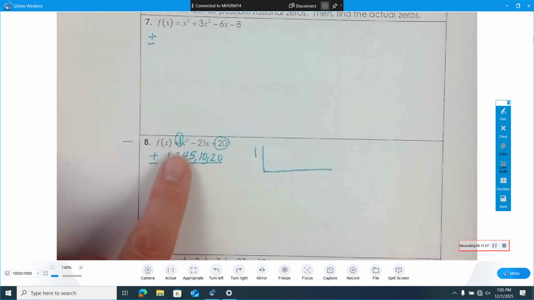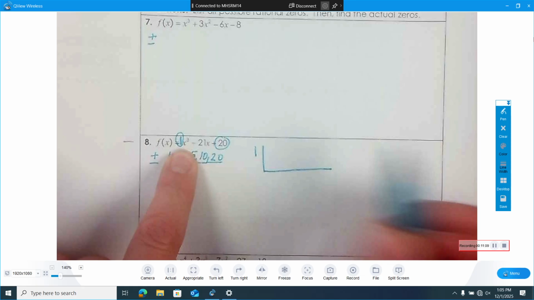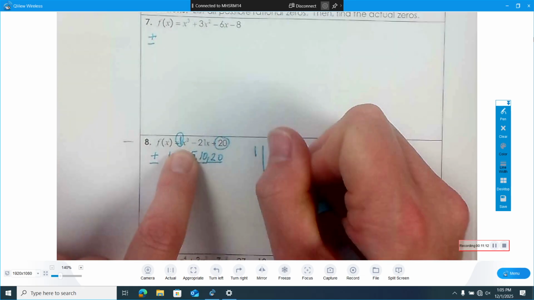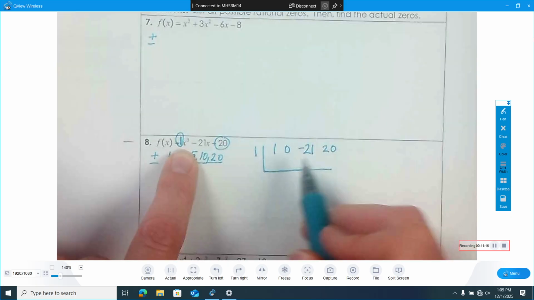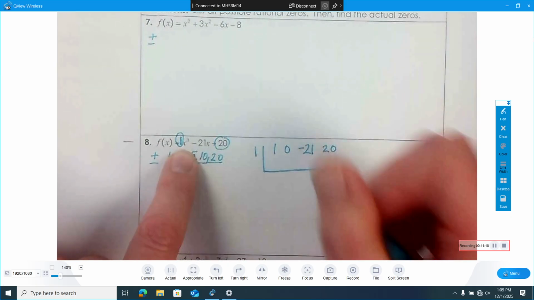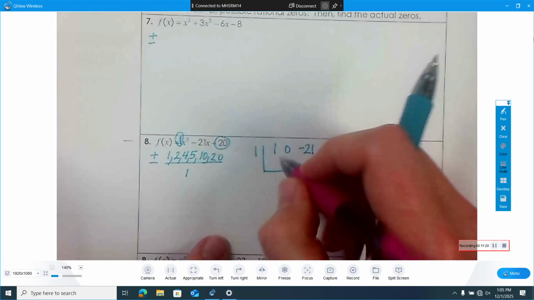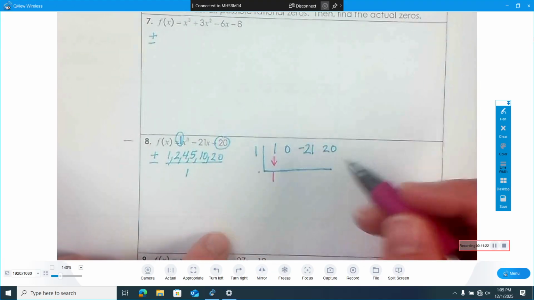And let's see here. If I use synthetic division, what do we have to do across the top here? 1, 0, negative 21, and 20. Very good. You filled in your missing term. That was important. All right. So we're going to go ahead and bring down the 1 and then multiply and combine.